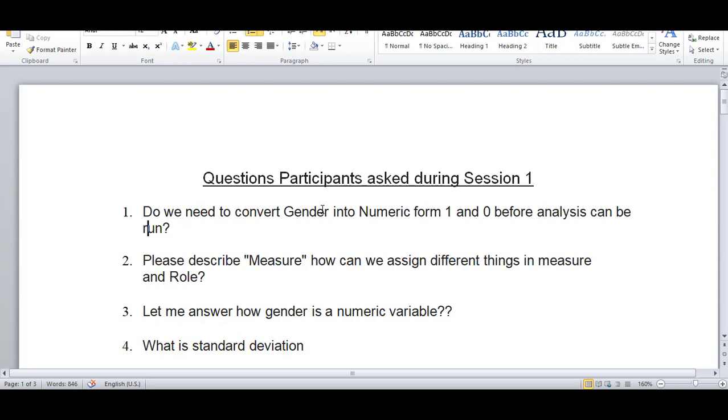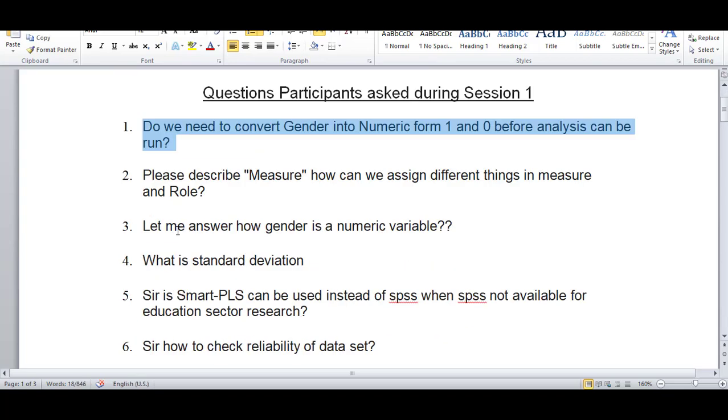Do we need to convert gender into numerical from 1 to 0 before analysis can be done? Yes, it is better. Because if you put the word male, M-A-L-E, it will be considered a string variable or text variable. While if you put the code 1 for male or 0 for female, or whatever number, then it will be considered as a group number. And in SPSS, you analyze numerical data. So it is better to convert gender or qualification or any categorical variable into numbers. So this is the answer to your question.